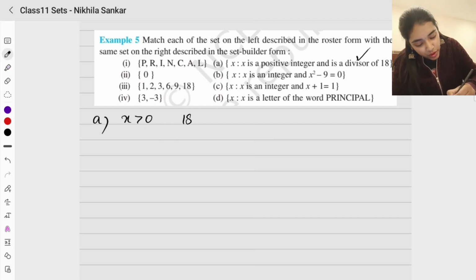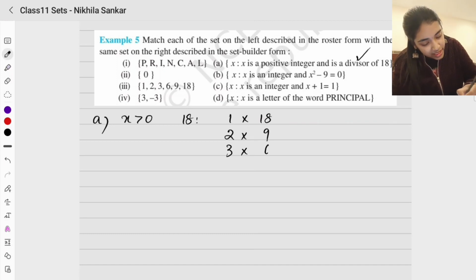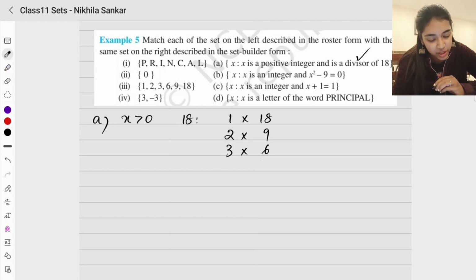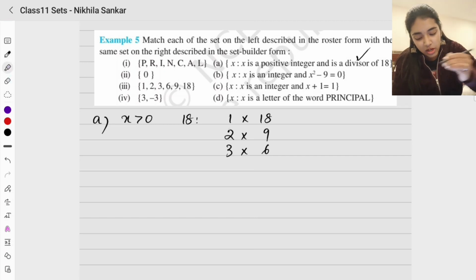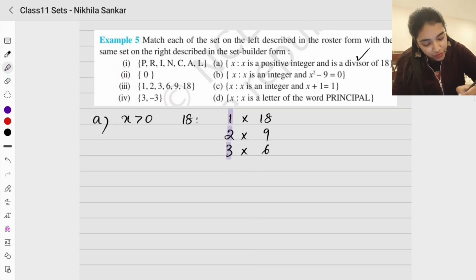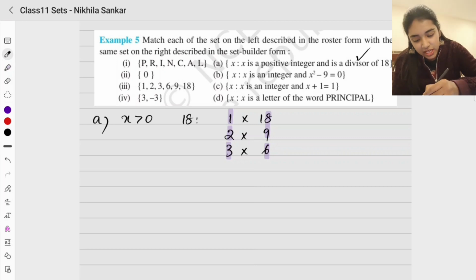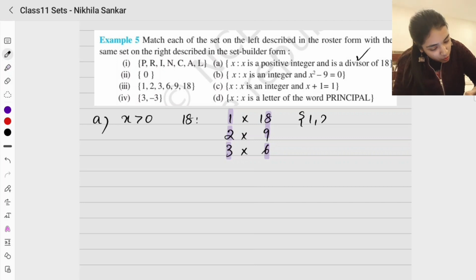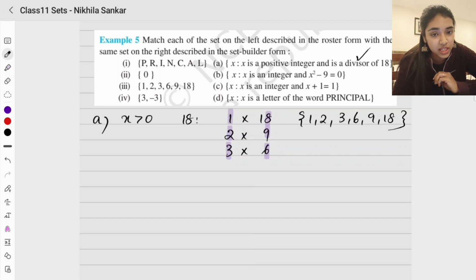So what are we going to do? In how many ways can we write 18? I can write 1 into 18, 2 into 9, 3 into 6. Can we write it with 4? No, we can't. 5 is not possible either. Then I'll have 6 into 3, 9 into 2, 18 into 1. So this is getting repeated. So what are all my numbers? 1, 2, 3, 6, 9, 18. So what is my set going to be? It is going to be 1, 2, 3, 6, 9, 18. So these are all my numbers which are divisors of 18, and they are definitely greater than 0.